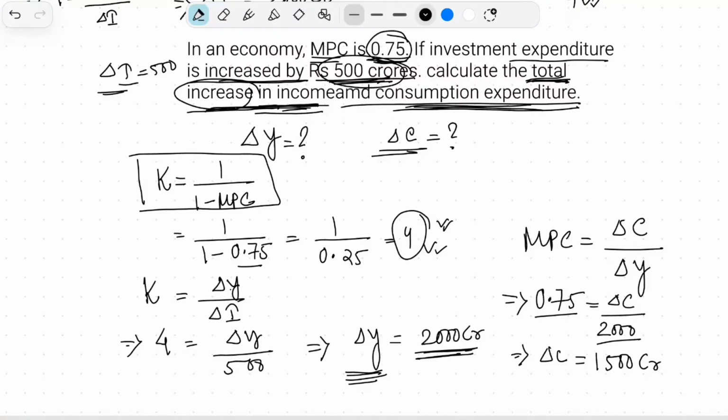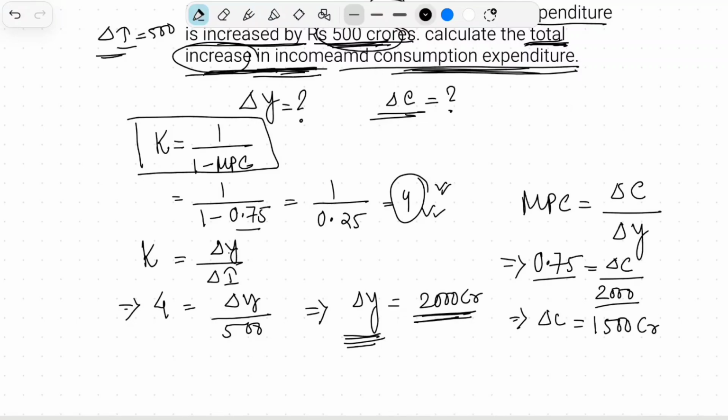Next, we have found change in consumption. Change in consumption expenditure we can find using the formula MPC is equal to change in C divided by change in Y. How much is the MPC? It is 0.75. Change in C remains as it is and change in Y is 2000 CR. So therefore change in consumption expenditure is 1500 CR.